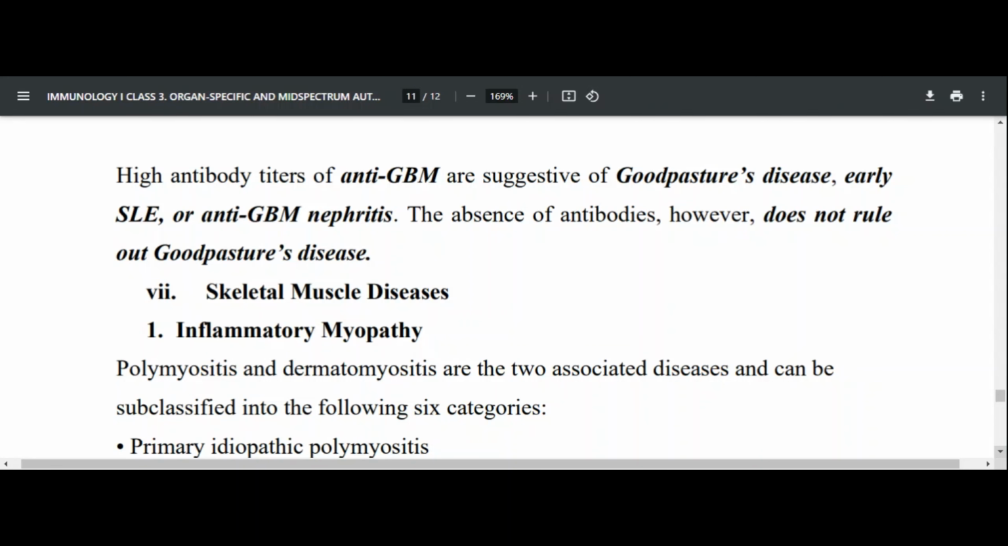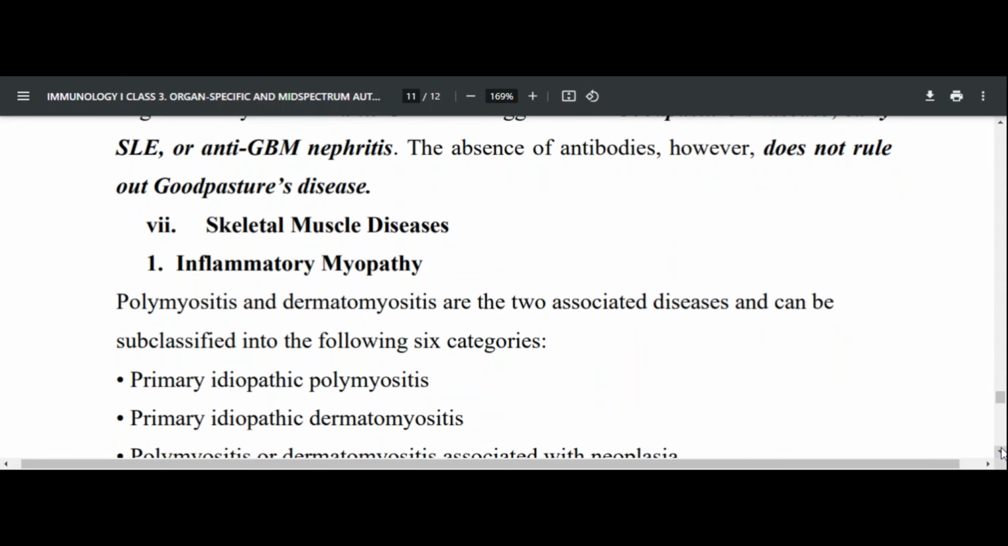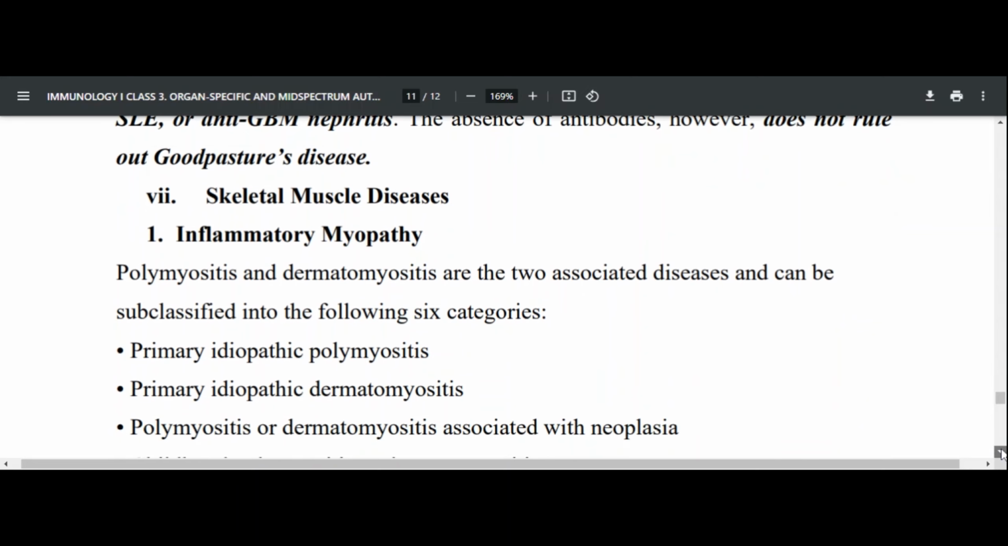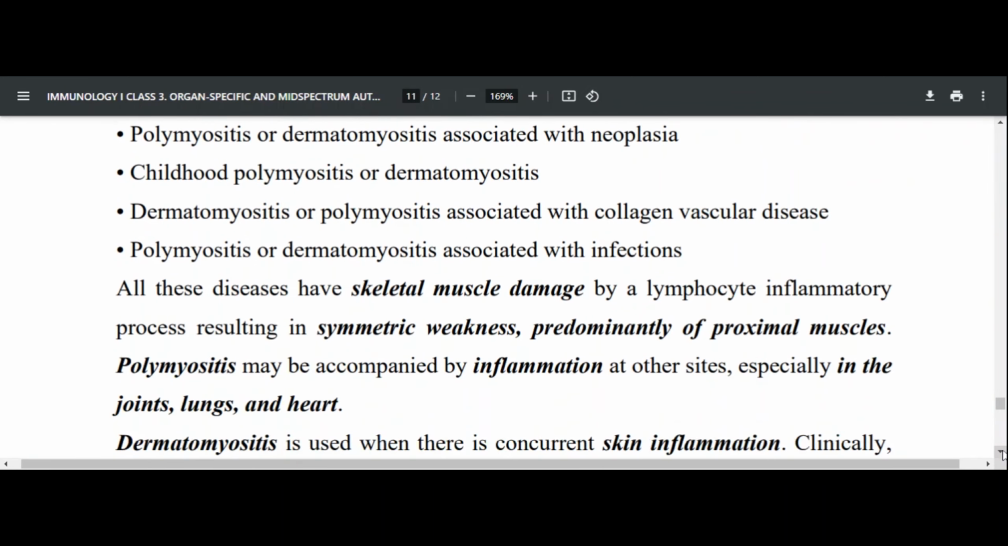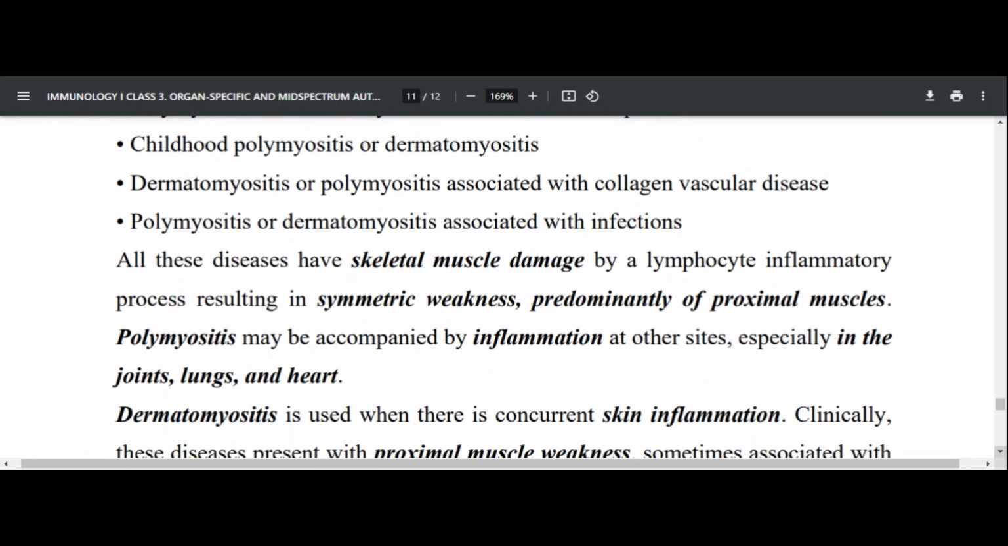So finally, also skeletal muscle disease, for example inflammatory myopathies. We have seen different categories of inflammatory myopathies, including primary idiopathic polymyositis, primary idiopathic dermatomyositis, those associated with neoplasms, childhood forms of this condition, those associated with collagen vascular disease, that is dermatomyositis and polymyositis associated with collagen disease, and also others associated with infections. These conditions affect skeletal muscles and cause damage to them.